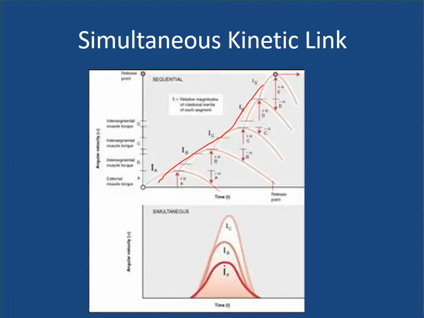You have the simultaneous kinetic link when you want to just maximize the impulse on the ground. And the closest thing to a simultaneous kinetic link would be trying to apply a huge ground reaction force to the ground so you jump as high as possible.